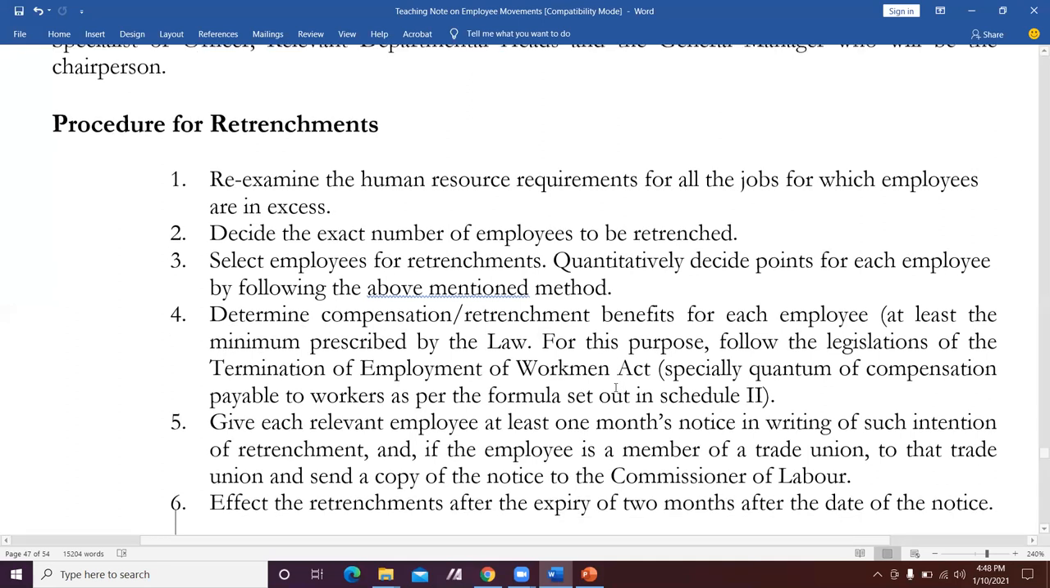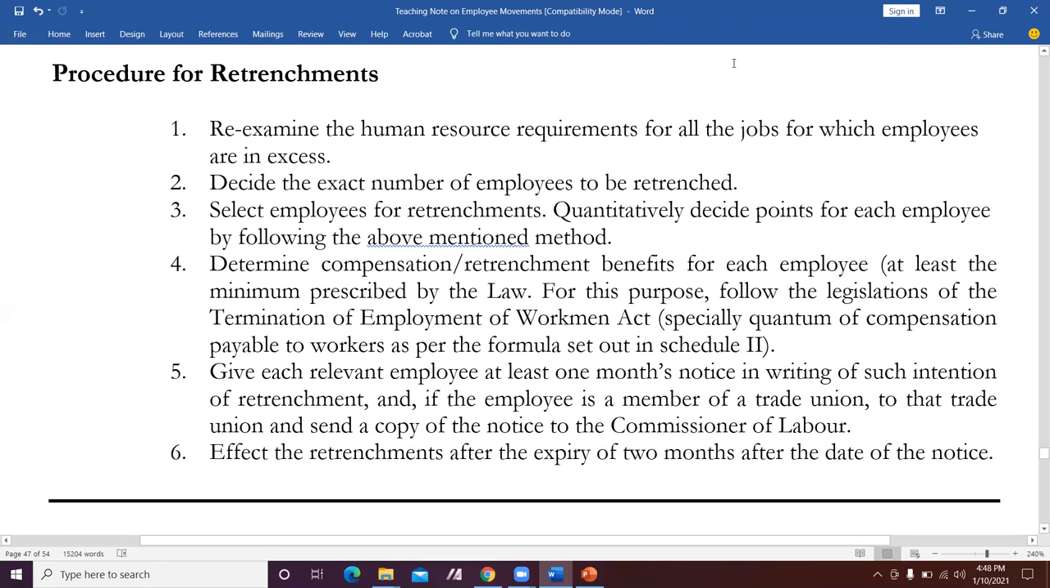Then give each relevant employee at least 1 month's notice. Can you remember one of the principles: in writing of such intention of retrenchment. If the employee is a member of a trade union, a copy goes to that trade union, and the Commissioner of Labour should also receive a copy of our intention of retrenchment.